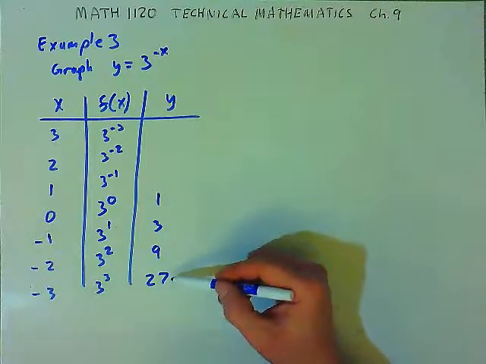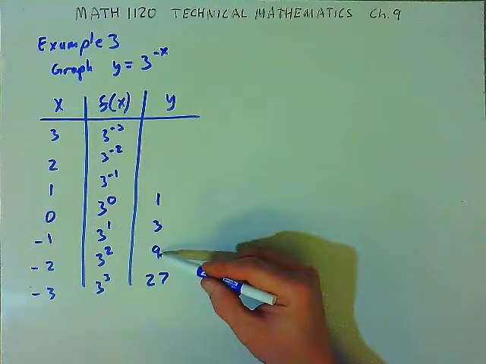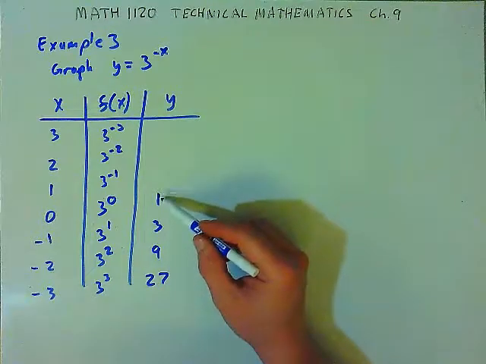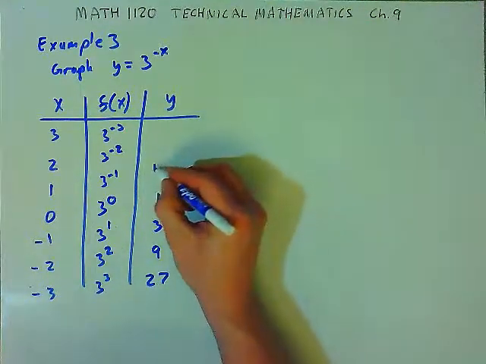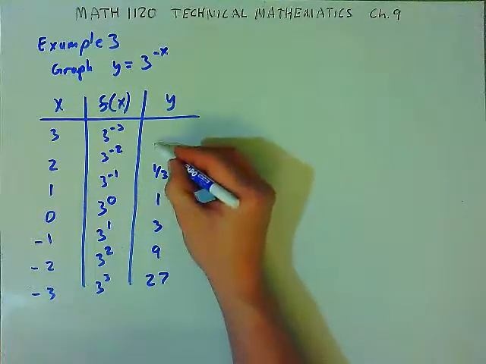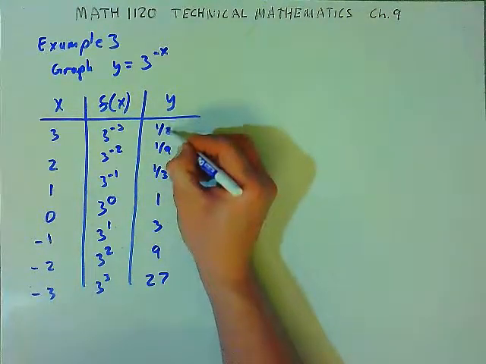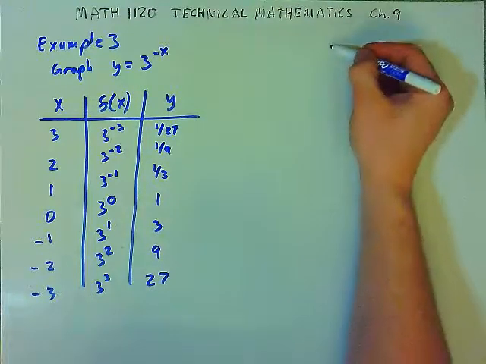And again, you can see the pattern. 27 divided by 3 is 9. 9 divided by 3 is 3. 3 divided by 3 is 1. 1 divided by 3 will be 1/3. 1/3 divided by 3 will be 1/9. And 1/9 divided by 3 will be 1/27. And so we can plot this function.